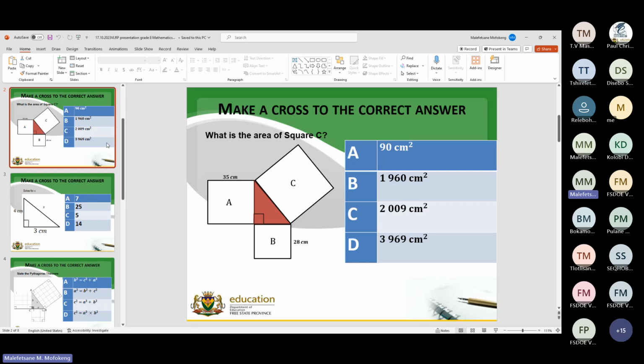In order to find the area of the square C, we need to find the square of A, which must be added to the square of B. We find the square of C by adding the two squares, square A and square B. There are four possible answers. I'll give you a second, or rather a couple of minutes, to continue and find the correct answer.